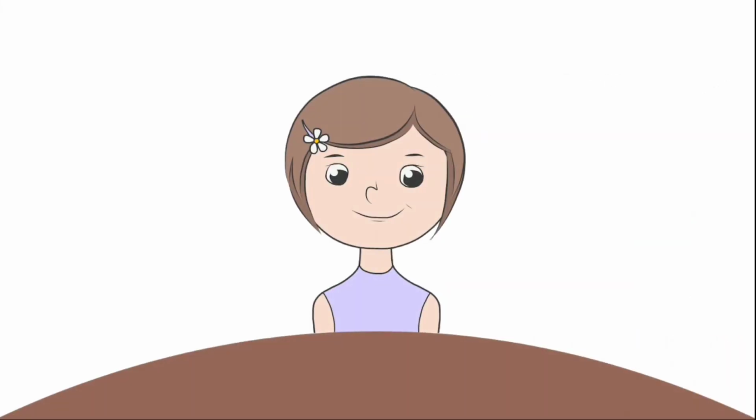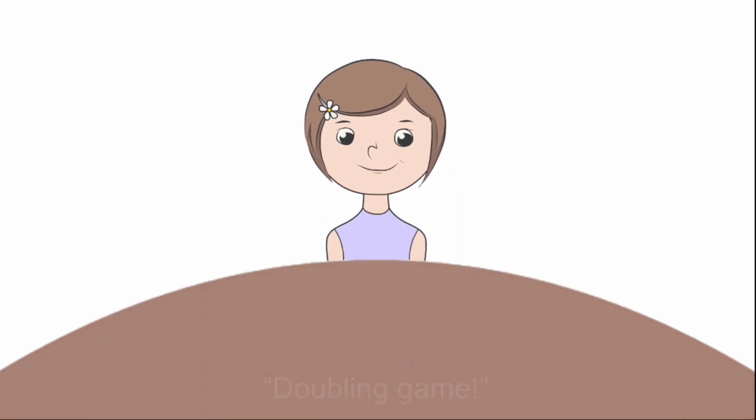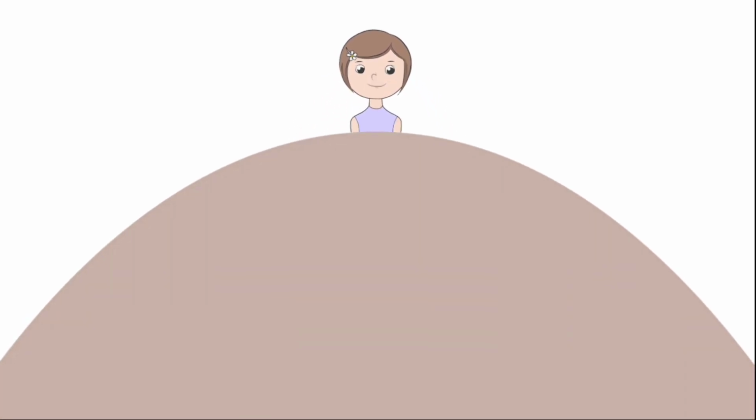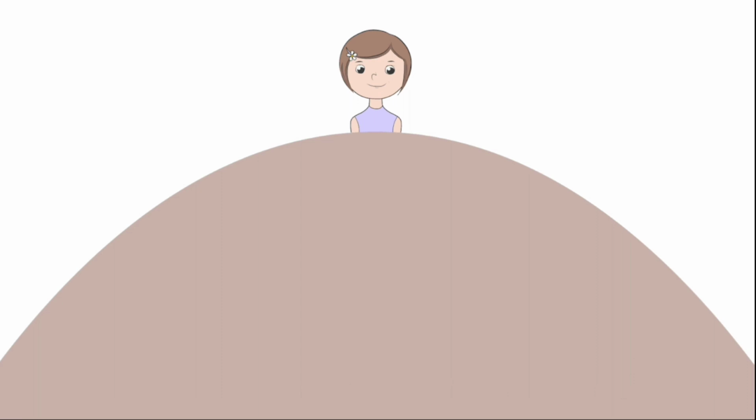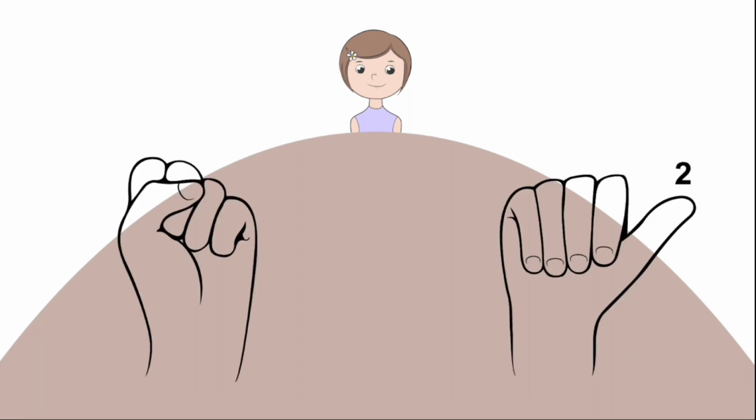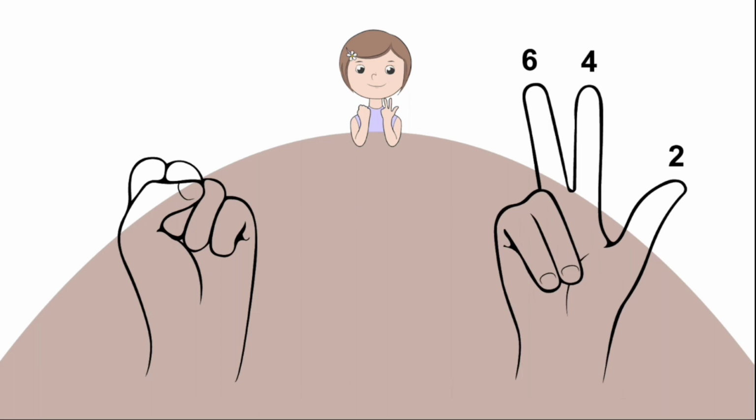Face your child and say, let's play a doubling game. First, start with some naming questions. Ask, what is the double of 21? Did she say 42? If not, follow up with, what is 21 made out of? The answer is a 20 and a 1. Say, if the double of 20 is 40, and the double of 1 is 2, then the double of 21 must be 42. You can also double 21 by counting by 2s up to 21 fingers.